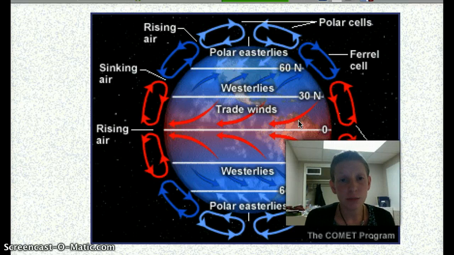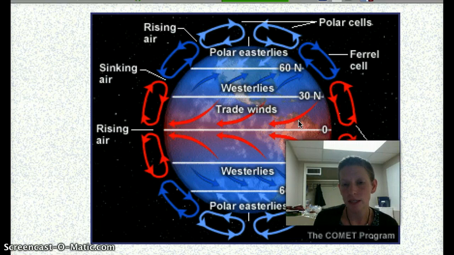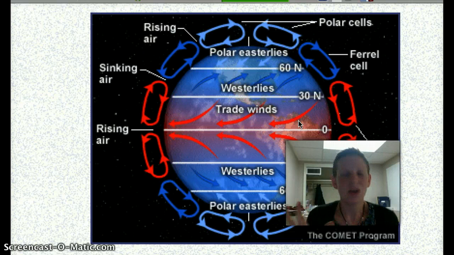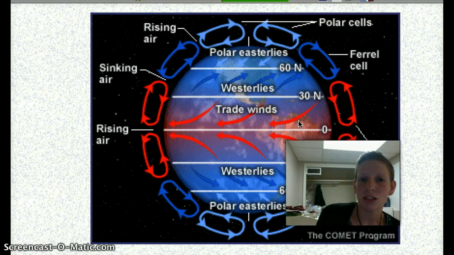For class tomorrow, we'll be taking a look at what convection means and how that affects the winds in relation to solar radiation, the atmosphere, and Earth crust absorbing and releasing that solar radiation. So it's all connected.